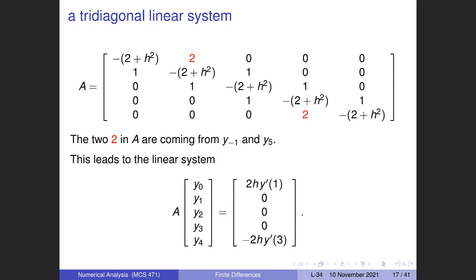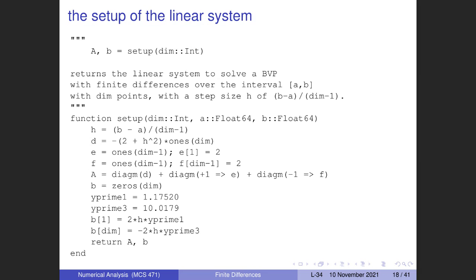It's a tridiagonal structure, except for the first row and the last row, where we have these red numbers coming in from the central differences applied to the values outside the interval. And we can write it in full generality, where the boundary value conditions, the slopes at the boundary, are incorporated in the right-hand sides. Let's solve it in generality.